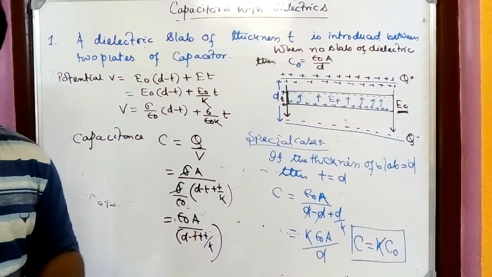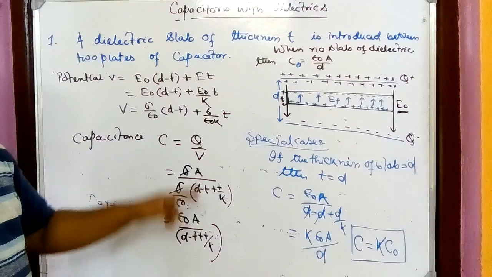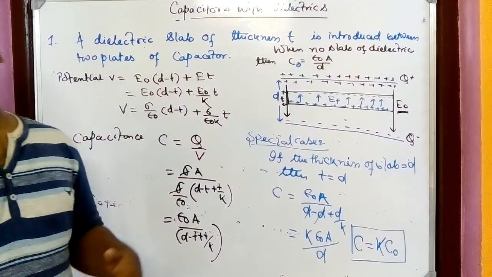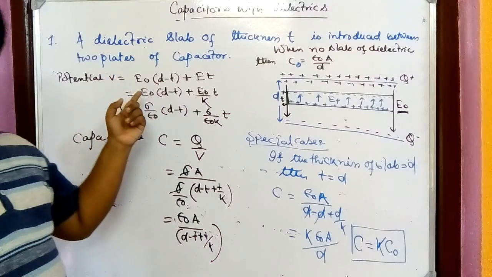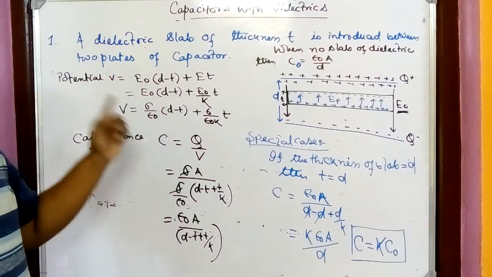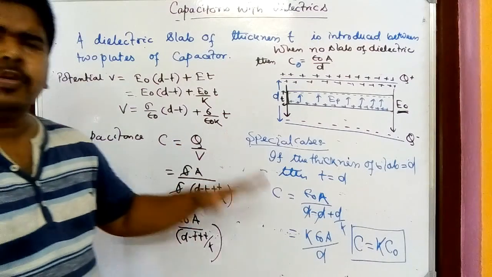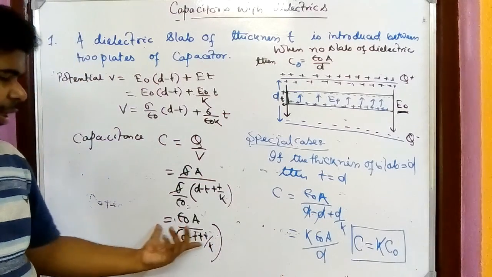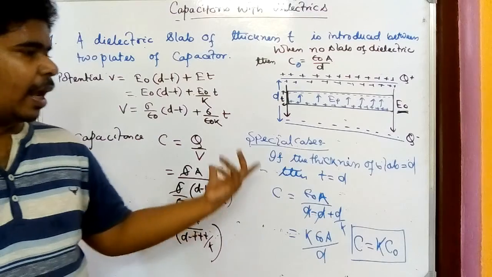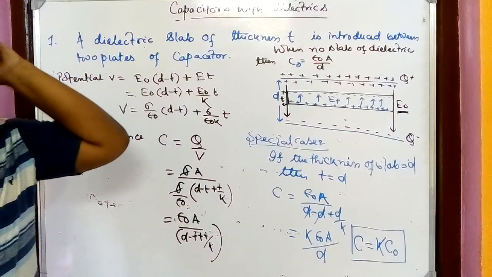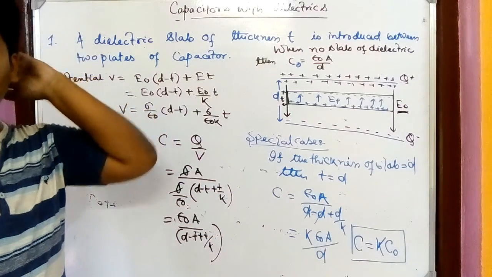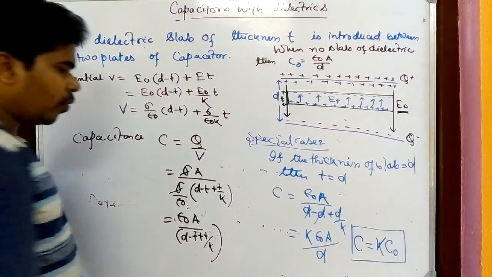Q, no, we can take that total charge is Q. V we have to find out. How can we find V? We have to find E first. So E into D, we'll get V. Q by V, okay, so if you do Q by V, then you will get the capacitance, and here we have shown you a special case. Okay, this part is over.